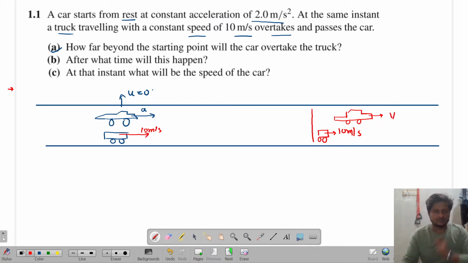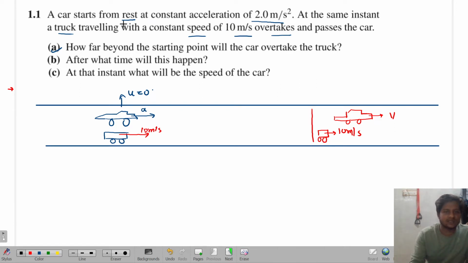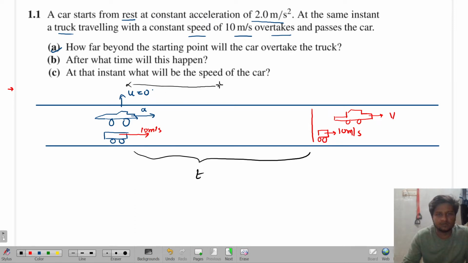Now try to see. The car starts from rest with a constant acceleration. What is the condition to overtake? With time, they must travel the same displacement, yes or no? So if it is going to overtake, the displacement should be the same at some time.